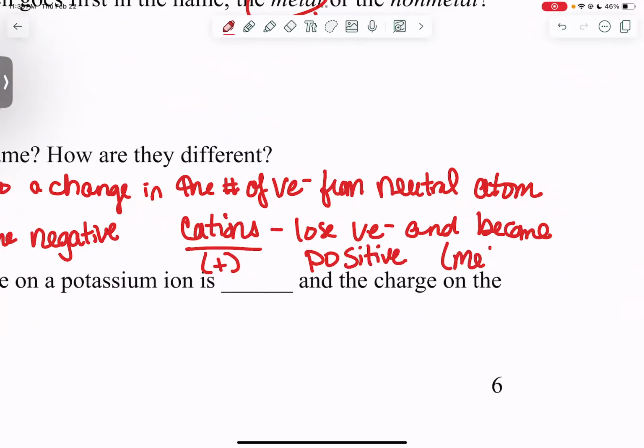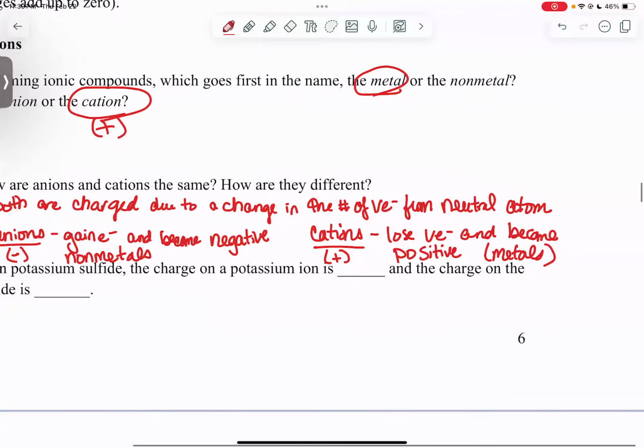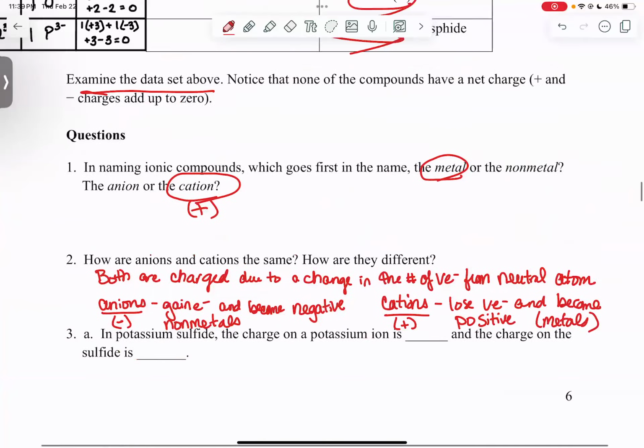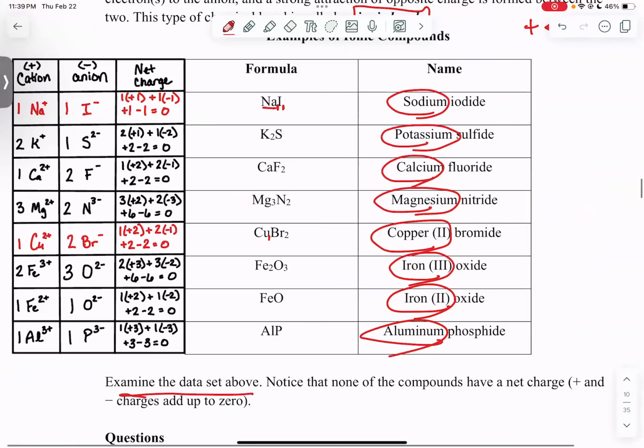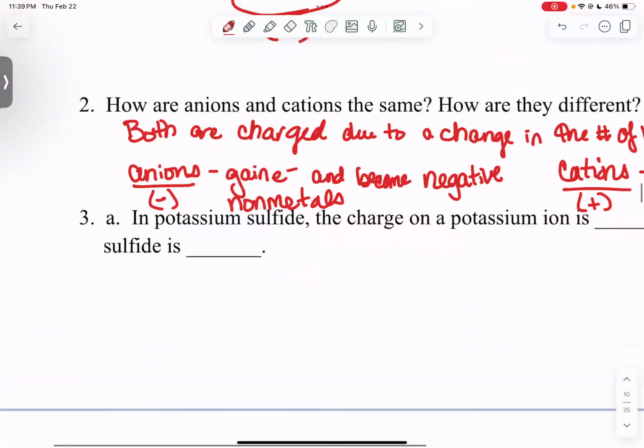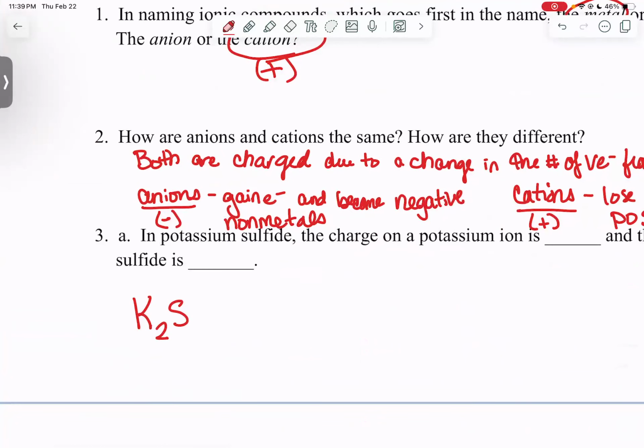And these are metals. Metals do this, okay? All right, in potassium sulfide, so if we come back up and we look for potassium sulfide, there's just so much going on there. Okay, so here, potassium sulfide, K2S. So K2S, that's our formula. What's the charge on the potassium ion? What's the charge on the sodium ion?